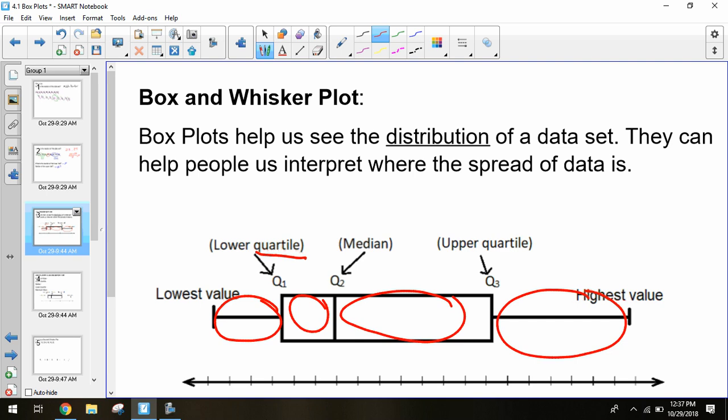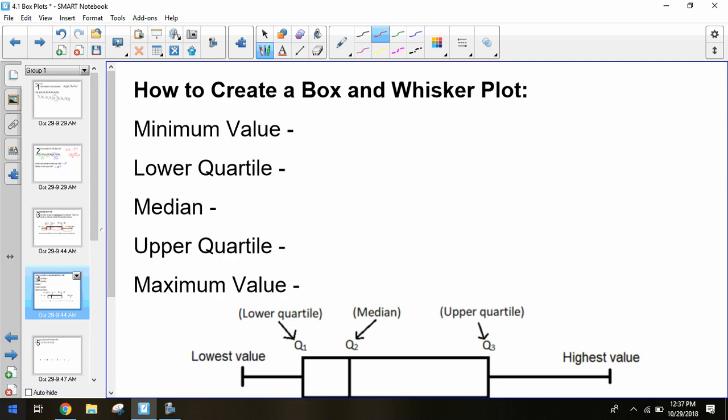And so we have a couple special points that we need to use to be able to split up our data into 4 pieces. We'll need to figure out what is the lowest value, what is the lower quartile number, which we'll talk about, what is the median, what is the upper quartile number, and then what is the highest value. So we need these 5 pieces of information in order to create our box plot, or box and whisker plot, as we like to call it, with the little whiskers on the side. These 5 pieces of information can help us determine this data. So once again, these are the 5 pieces of information: the minimum value, the lower quartile, the median, the upper quartile, and then the maximum value.